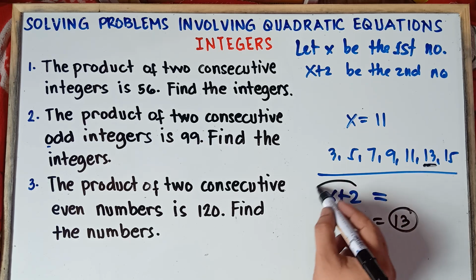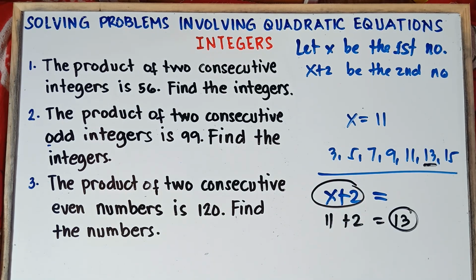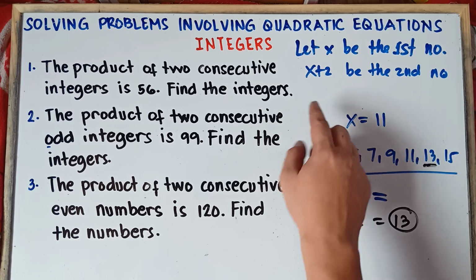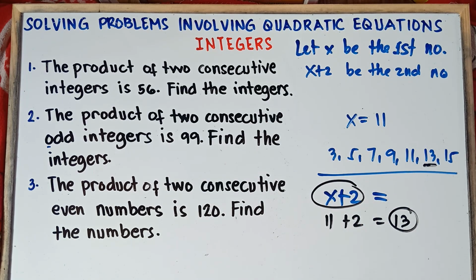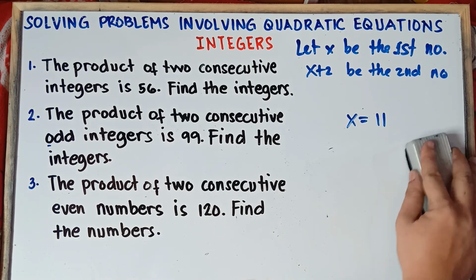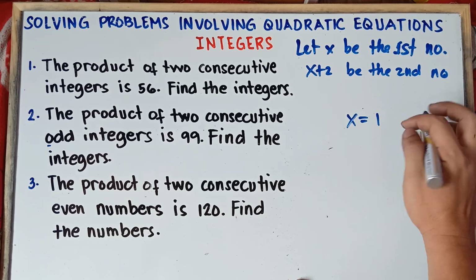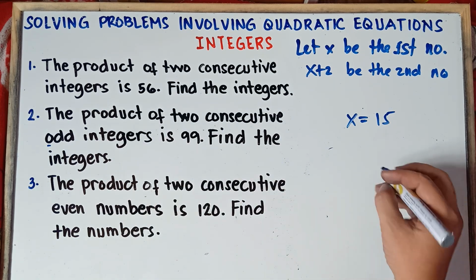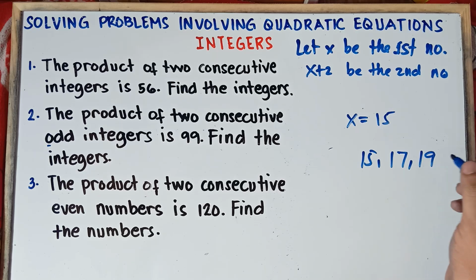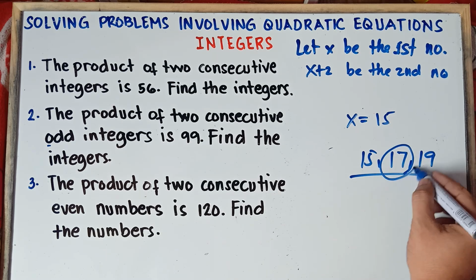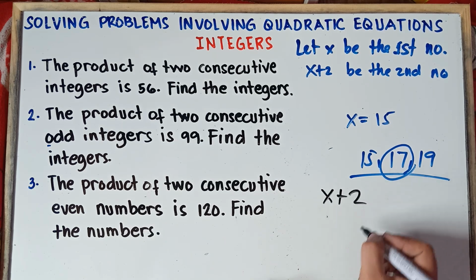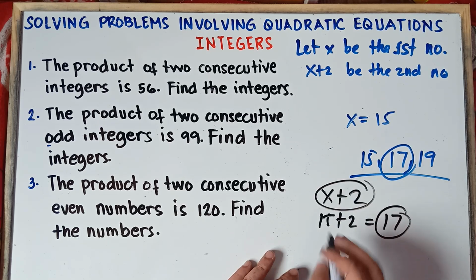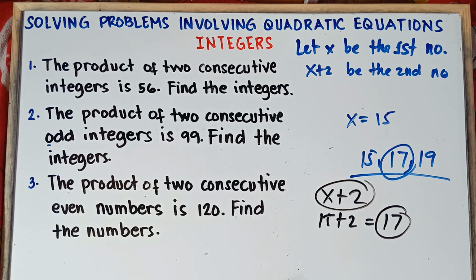Therefore, class, the expression x plus 2 will be the second number. So our first number is x, and the second number is x plus 2. I hope it's clear for you, class. Once again, you assume any number for x. One last example: if x is equal to 15, what would be the next number after 15? Consecutive odd integers: that would be 17, right? Then 17, 19, 21, and so on. How will you get 17? That would be x plus 2, because 15 plus 2 is 17. Therefore, the second number will be x plus 2.